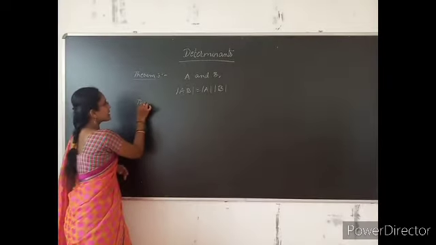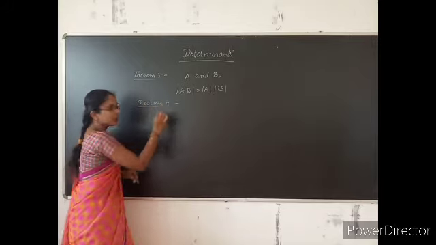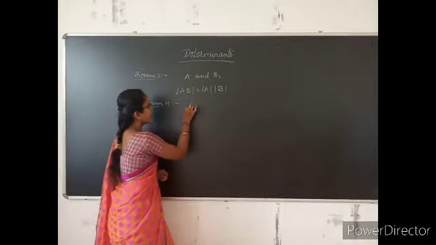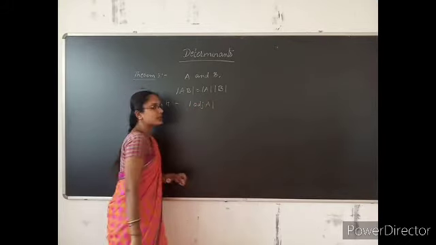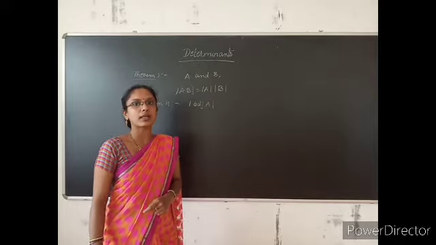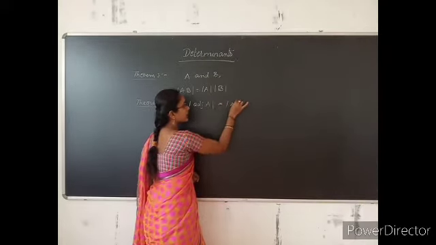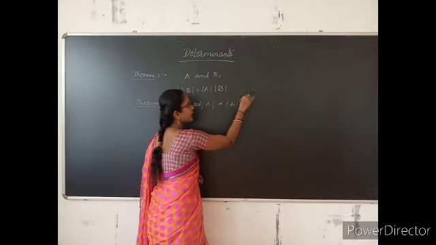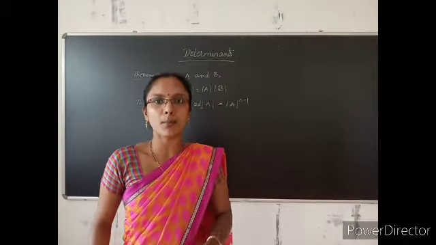The next result says, for any square matrix of order n, the determinant of adjoint A is equal to the determinant of A to the power n minus 1, where n is the order of the matrix.